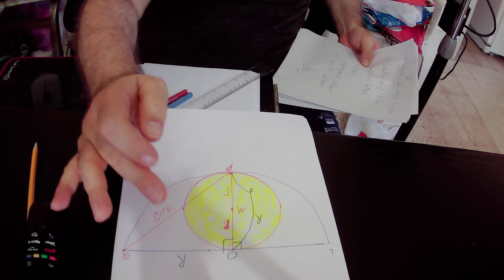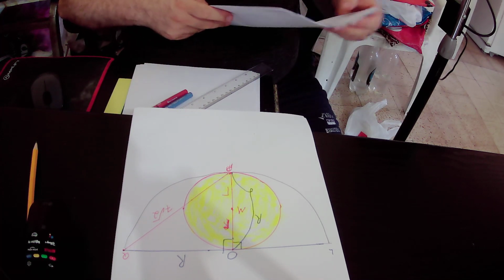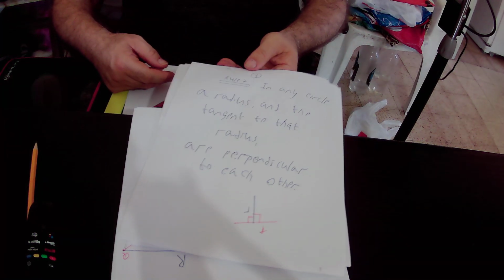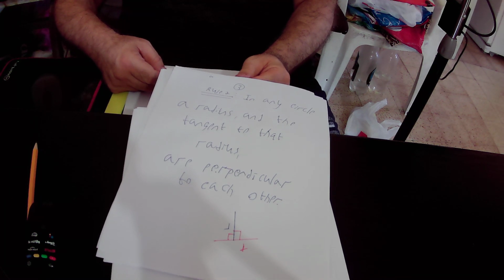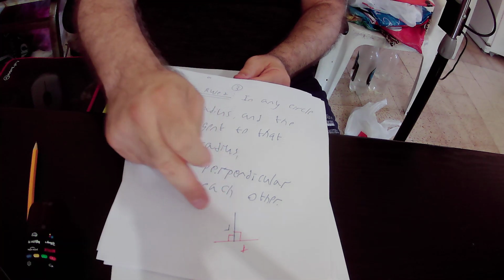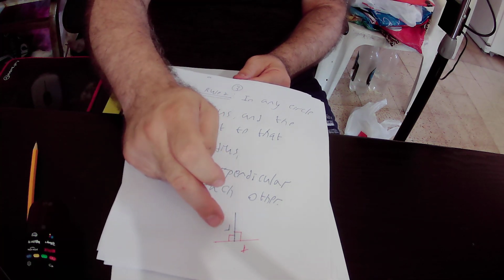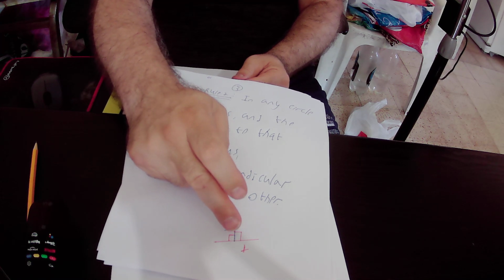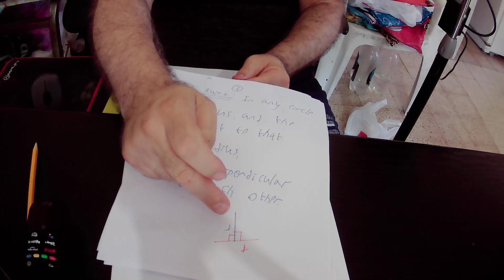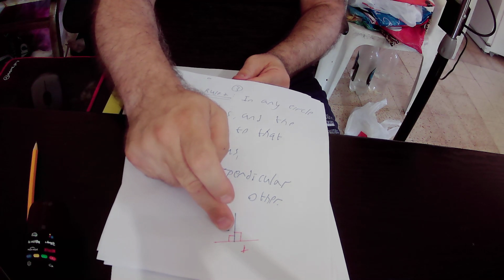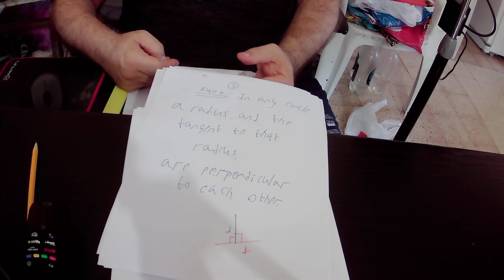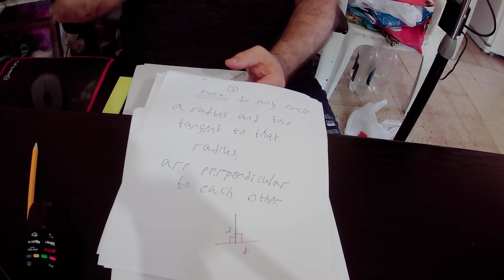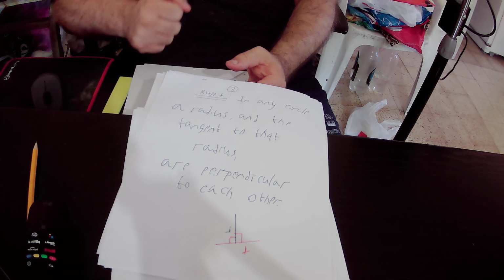So we have OP, the radius of the semicircle, and we have OQ, also the radius of the semicircle. Also, according to rule number 2, in any circle, a radius and the tangent to that radius are perpendicular to each other. So if we have a radius R and a tangent T, then they are perpendicular to each other. That is to say, this angle is 90 degrees and this angle is also 90 degrees.